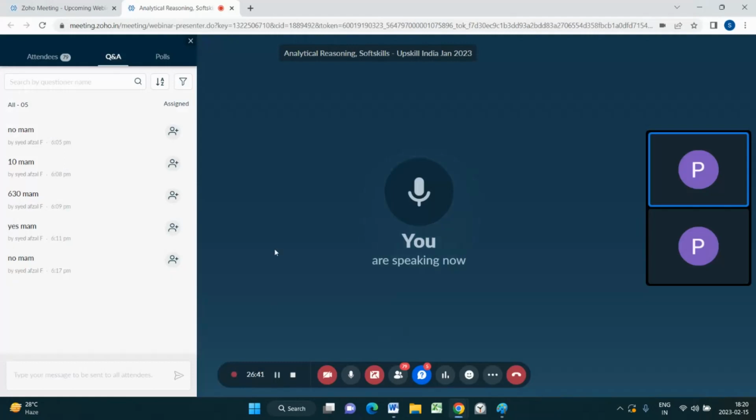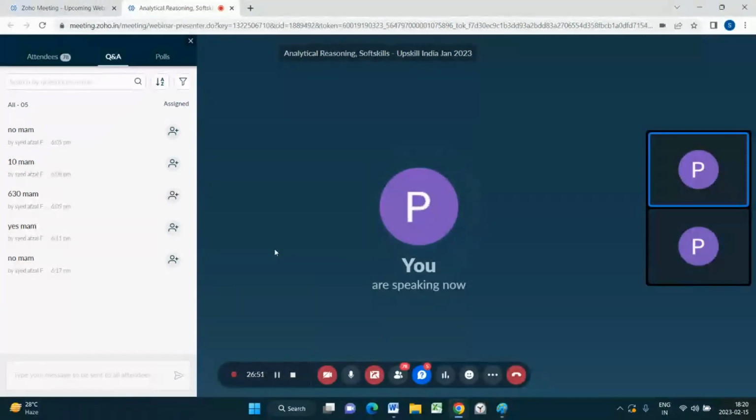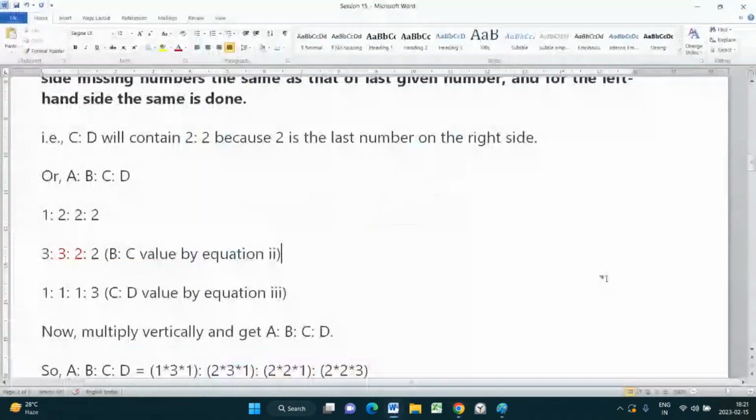Understood how you are copying, filling the number with the values? Any doubts on that? Because we are going to now calculate it. A is to B is to C is to D. Okay, good. So I am continuing with it.